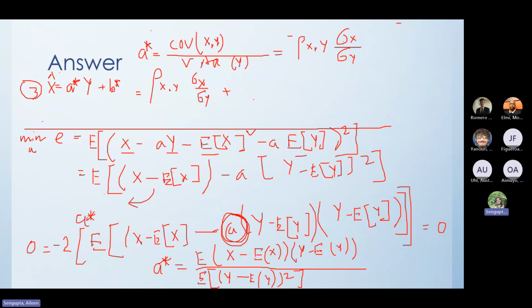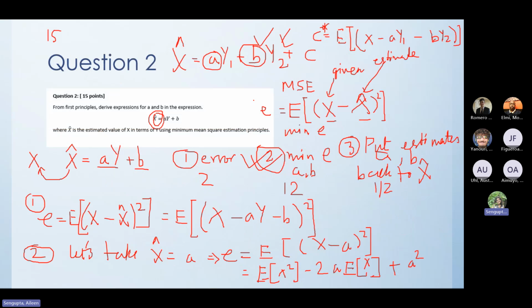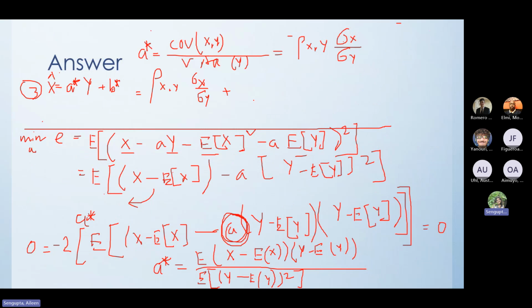And then you have the B star as well. Don't forget that, because B star was found in your previous expressions, when we were trying to maximize and minimize. So I'm just going to use those expressions directly here. That is the expected value of x minus A times the expected value of y. Again, you can just rearrange it. So this is the entire expression.